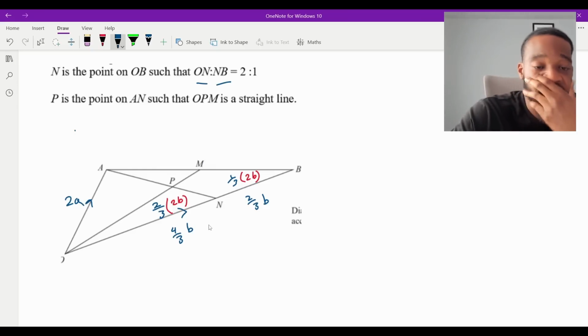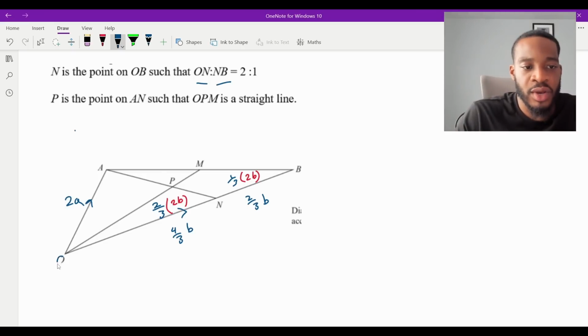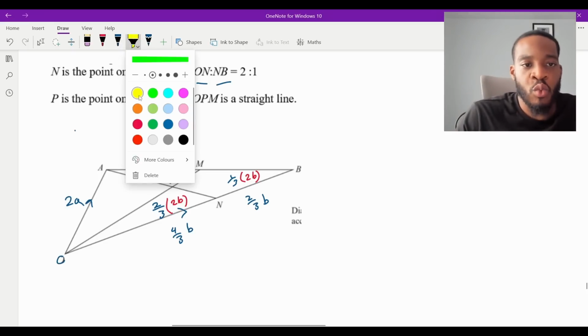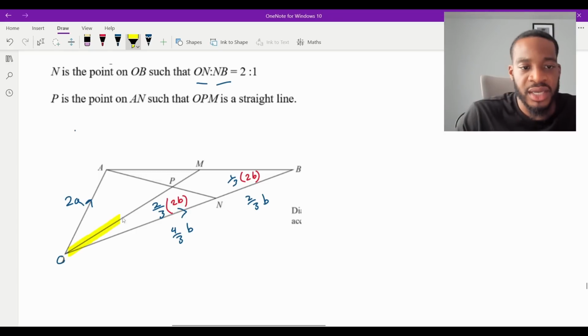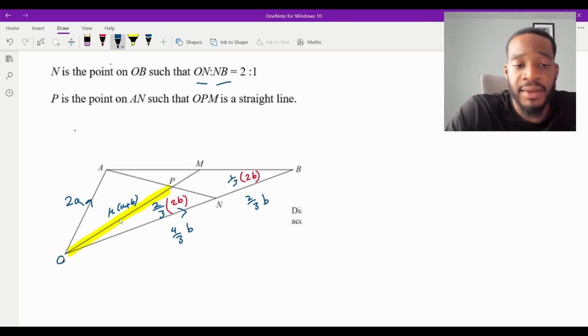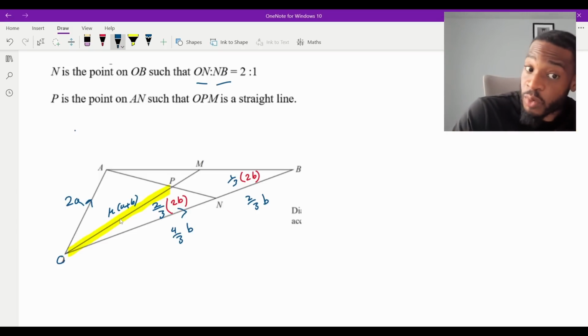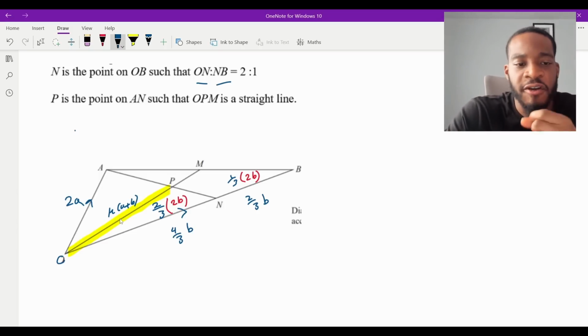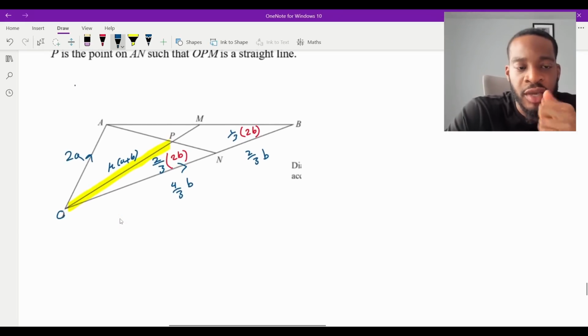Now, how does that help us in general? Remember, we're trying to figure out, let me put an O here, what this vector O to P is, right? What that multiple is. Remember, we said it was mu (A plus B), right? Now, what we want to do is maybe figure out another way of expressing that vector O to P. And that way we can use simultaneous equations, right? So it's a very tricky question, but just keep going.